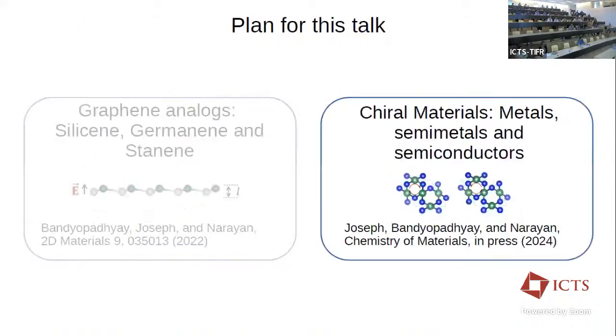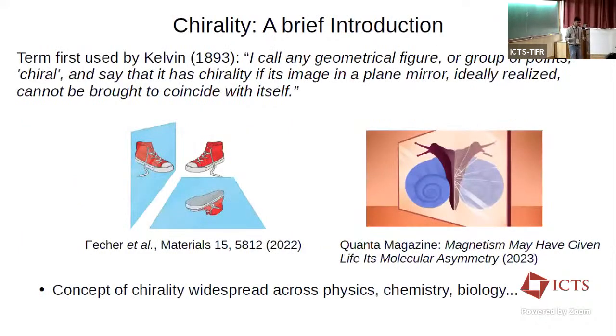Okay, thank you. All right, so let's switch gears and move to the next part of the talk where I'll tell you about chiral materials. Just a reminder of what is chirality. This chirality idea was known for, I guess, millennia, but was first formalized by Kelvin in the 1890s.